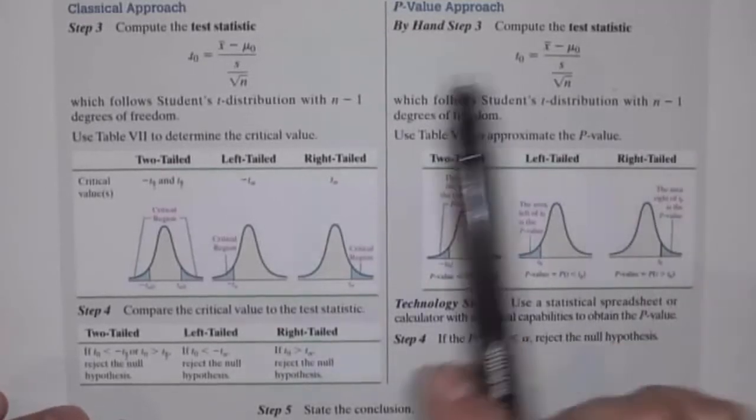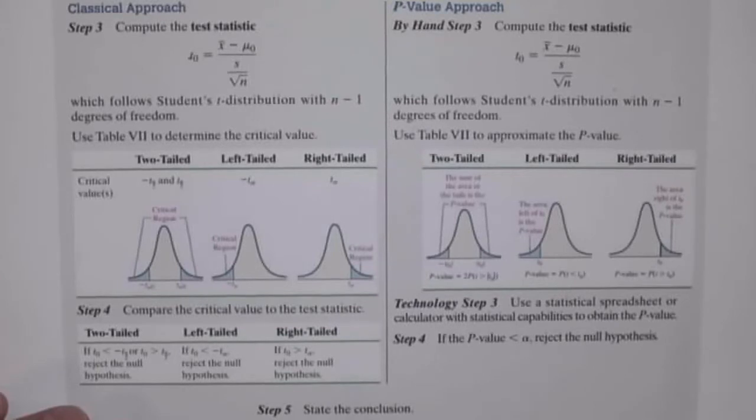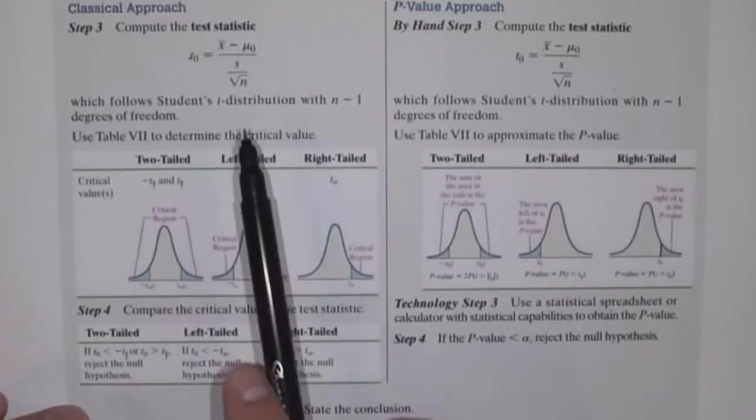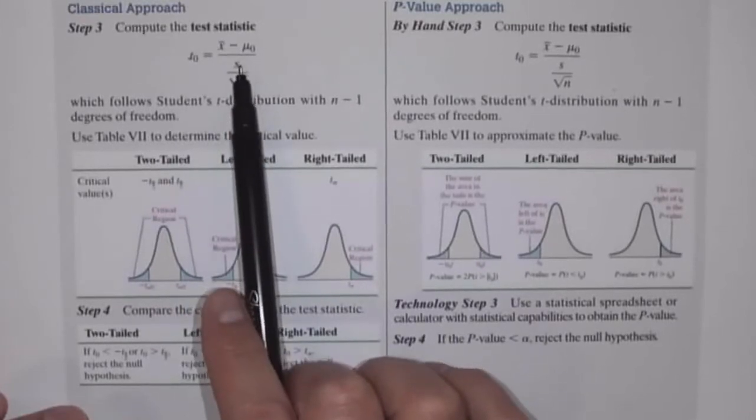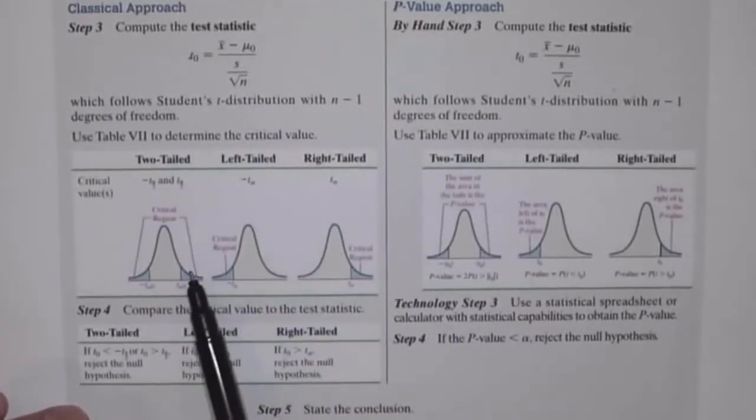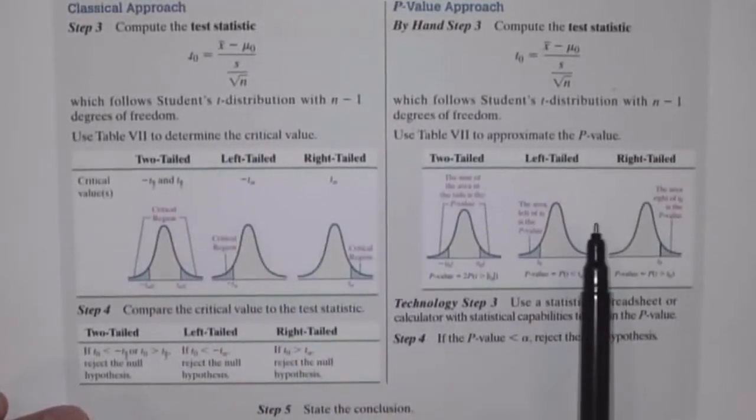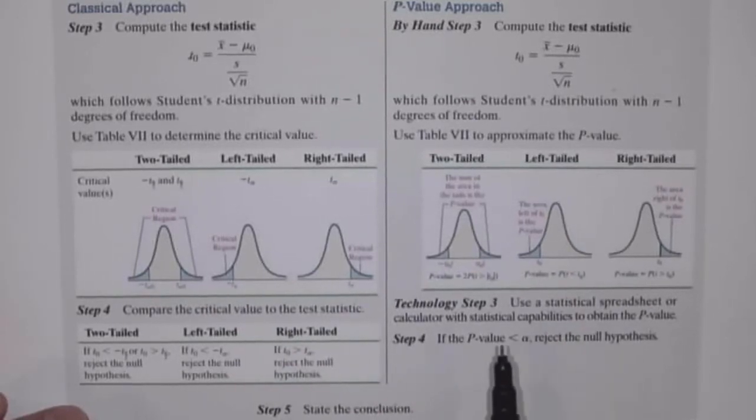So our process is pretty much the exact same as what we saw in the previous section when we were dealing with proportions, except when we're dealing with a mean, we calculate the test statistic a little differently, and we're dealing with a t-distribution with n minus 1 degrees of freedom, so that works a little differently, but the concept's the same either way. So let's take a look at an example.